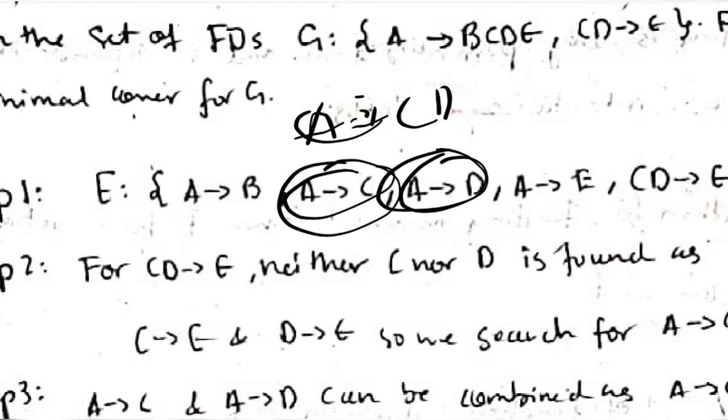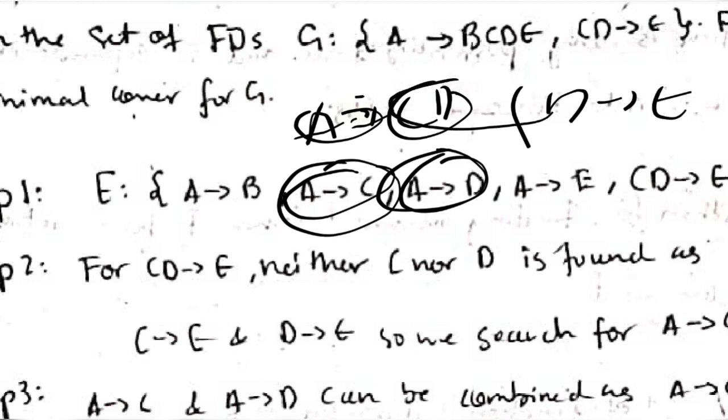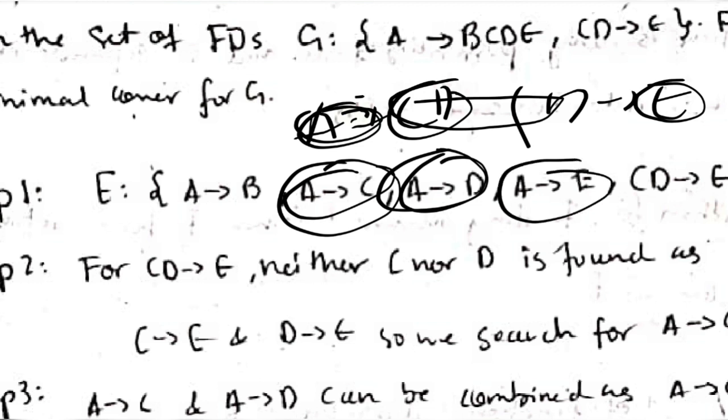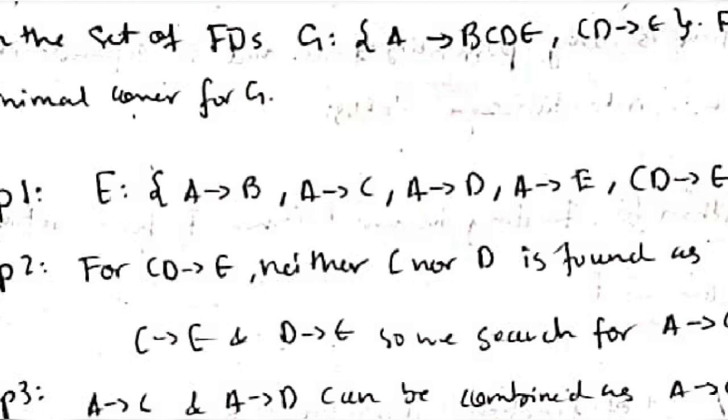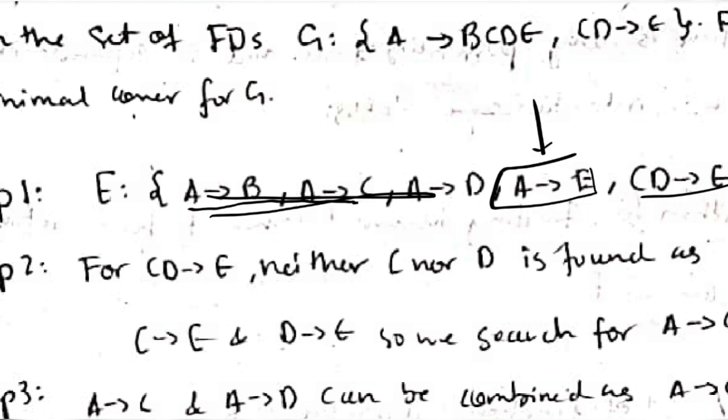So I can write here A tends to CD. Then what I'll have, CD tends to E, right? So I can remove this CD from here, and I will be remaining with A tends to E. That I already have here. So I can remove this one, because that is already derived from these two and this one, so I need not have this one. When I remove this one, I will have remaining these three and this one. So this is redundant data that I will be removing.